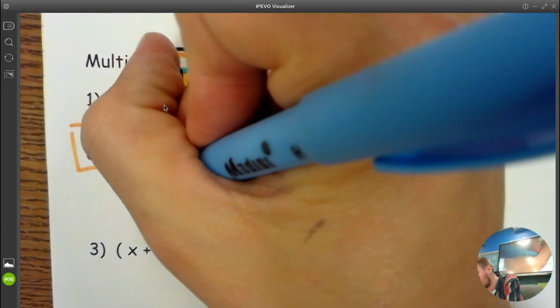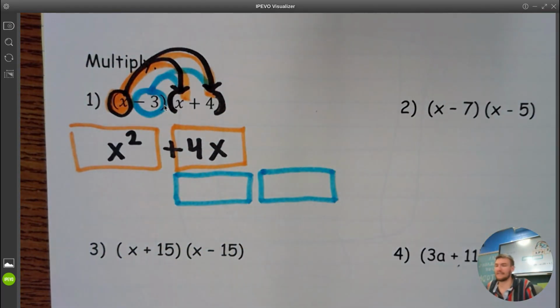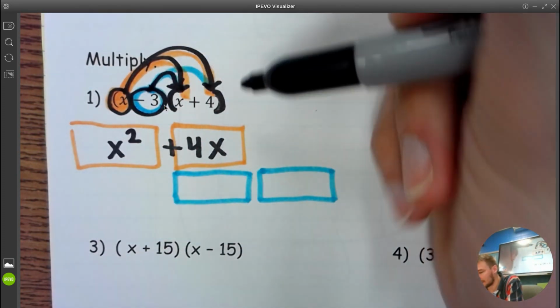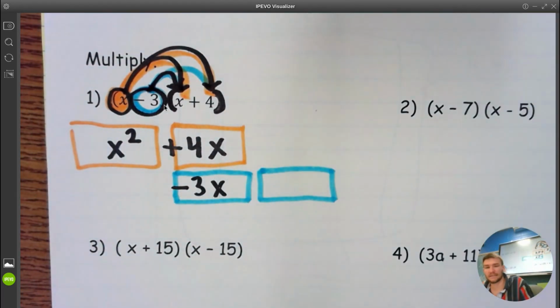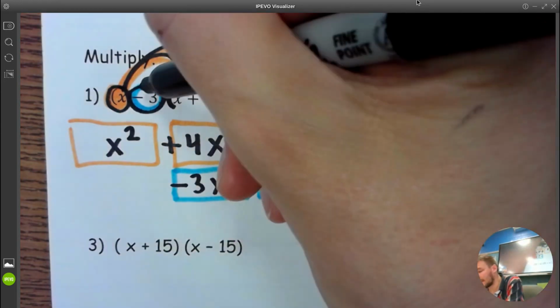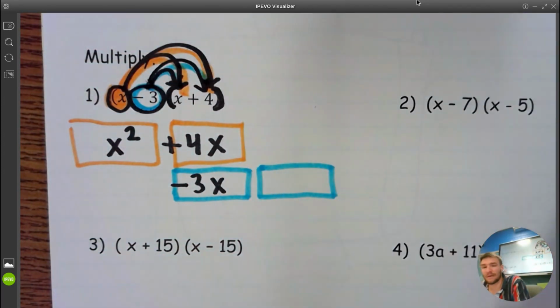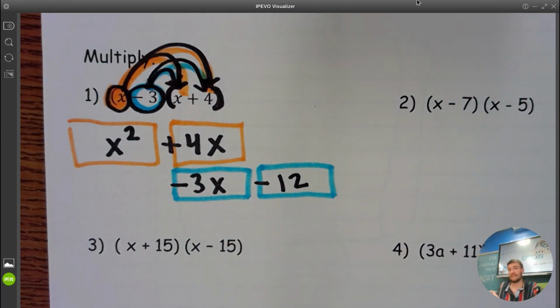But when we do that, we're going to write them like this. I know that seems a little crazy. I'm trying to tell you guys that organization is the key to success here. What is negative 3 times x? Negative 3 times x is just negative 3x. And let's finish this off. What is negative 3 distributed to our last piece? Negative 3 times positive 4, negative 12. 4 times 4 is 16, 3 times 4 is 12.